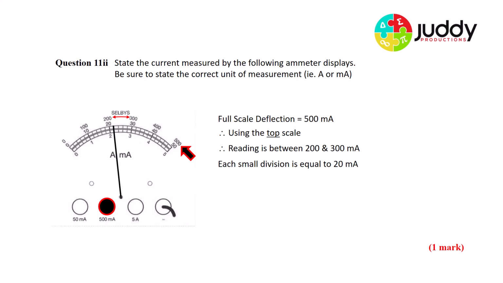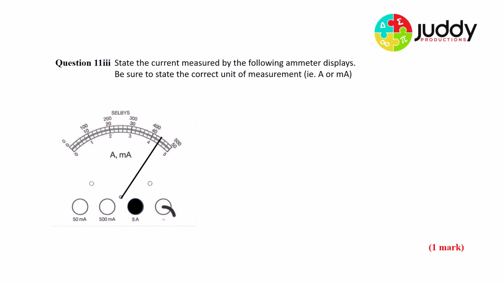And there's 5 little divisions between those on our scale. So 100 milliamps divided by 5 individual divisions means each small division is worth 20 milliamps. So this would be 220 milliamps. That's our reading. Our final one, 11.3.